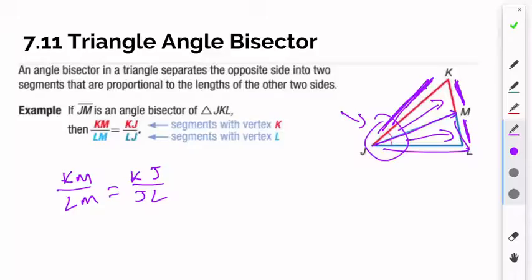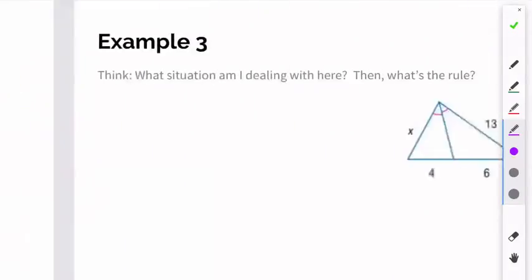KM and KJ have to be in the numerator because those are sides that are dealing with the same part of the triangle. LM and JL are dealing with the blue part of the triangle in this case. So just make sure you keep those straight, and that'll help you with this. This is the triangle angle bisector theorem.